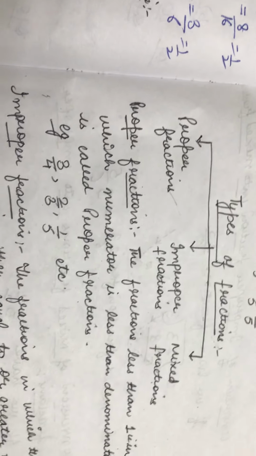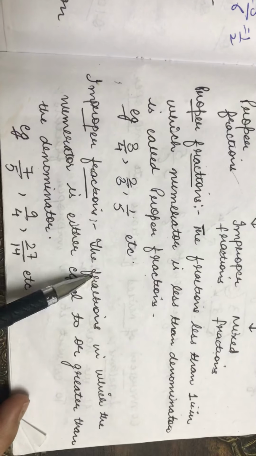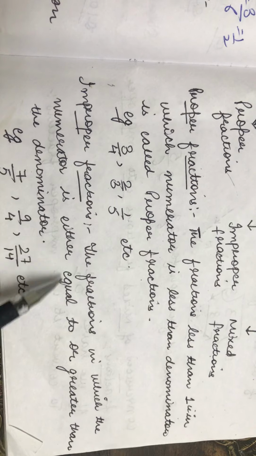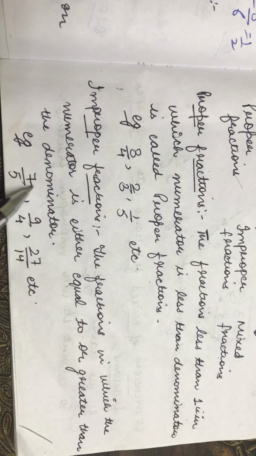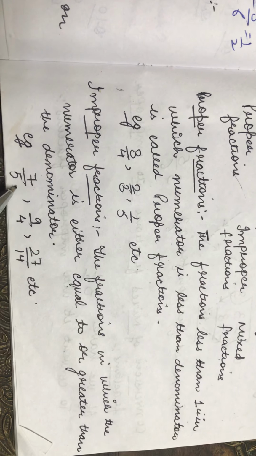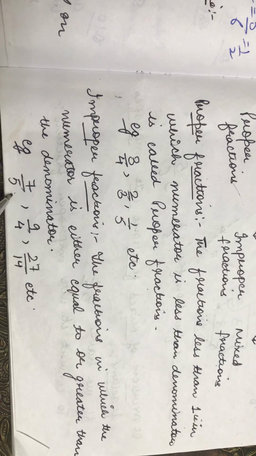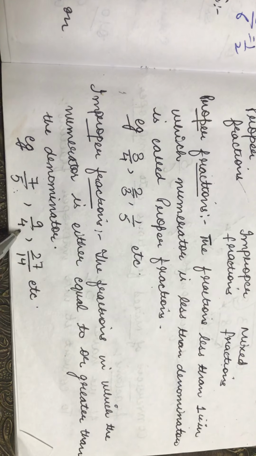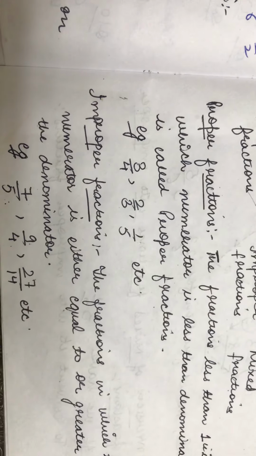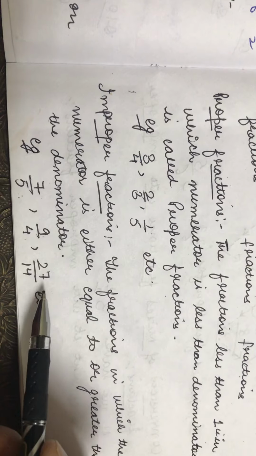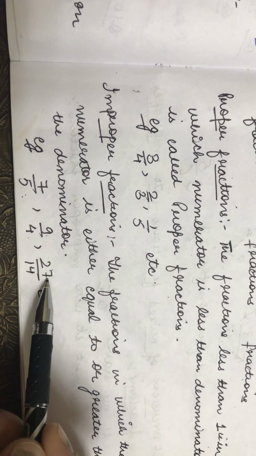Next we have improper fractions, the fractions in which the numerator is either equal to or greater than the denominator. For example, 7 by 5, here 7 is greater than 5. 9 by 4, again numerator is greater than denominator. 27 by 14 is also an example of an improper fraction in which numerator is greater than denominator.